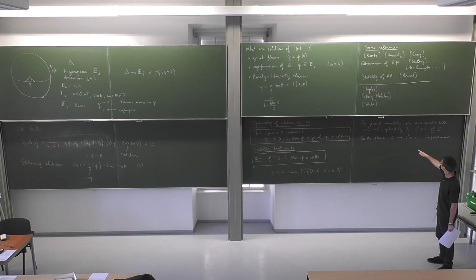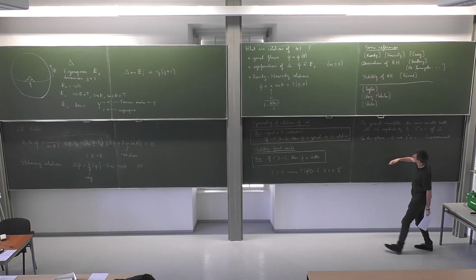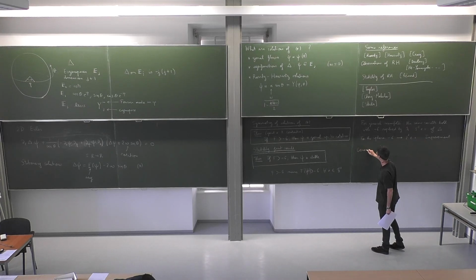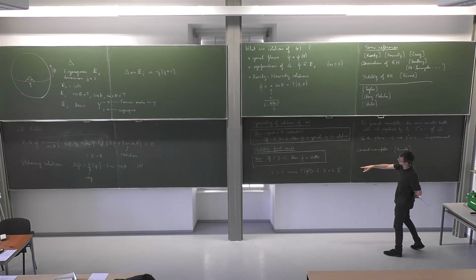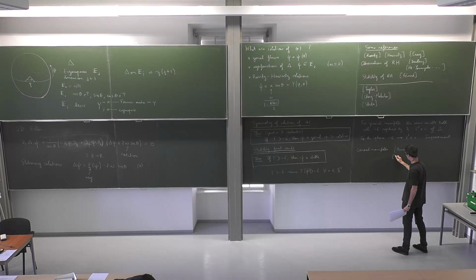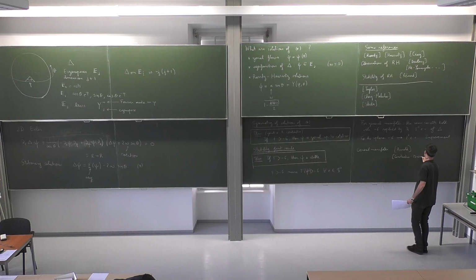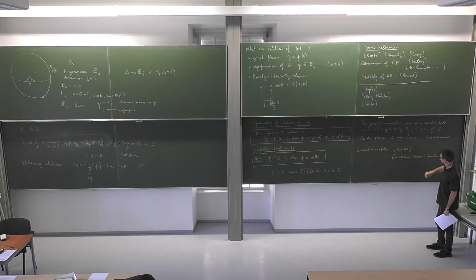So J equals 1. So the general theory for general manifolds is due to Arnold as far as stability goes, and as far as symmetry, it's Constantin, Drivas, Ginsburg. So this is classical Arnold stuff, and this is a more recent paper.